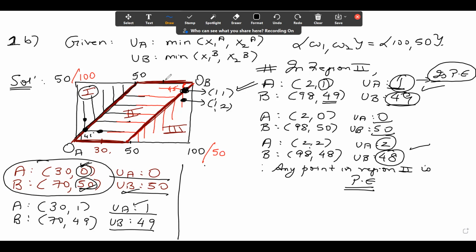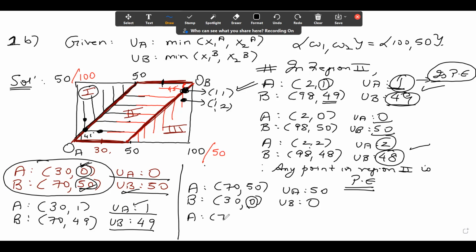Likewise, you can take a point here. Suppose I take a point from B's origin, which is 30, 0. So A will have how much? 70, 50. Again, utility which A gets is 50, utility which B gets is 0. And now again, try to make one of the parties better off. Suppose I try to make B better off. B needs 1 unit here. Suppose A gives that 1 unit to B.